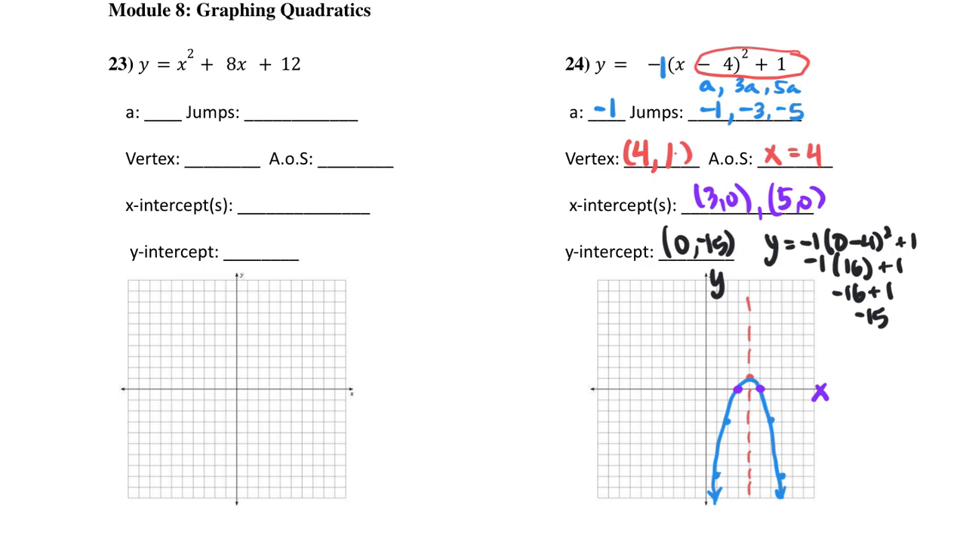Just one quick note about 23, just to remind us that the x spot of our vertex is going to come by doing the opposite of b over 2a, which is also going to give us our axis of symmetry. And then once you have your vertex, once you get your x value, you're going to plug that in to your original equation everywhere you see an x and solve for y.